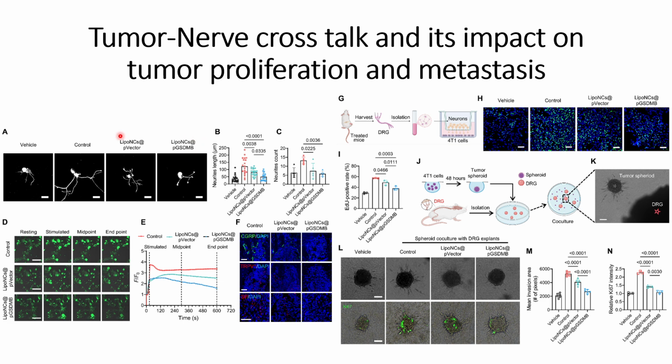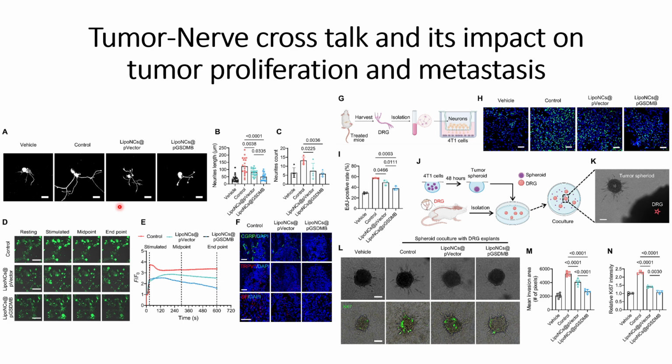In the case of the control, the DRG neuron shows high proliferation, metastasis, high length and counts, but it is significantly suppressed where Lipo-NC-pGSDMB is used. And these things are quantified in panels B and C, where we can see that in panel B there is a decrease in the length of the neuron, and in panel C there is a decrease in the count of the neuron for Lipo-NC-pGSDMB.